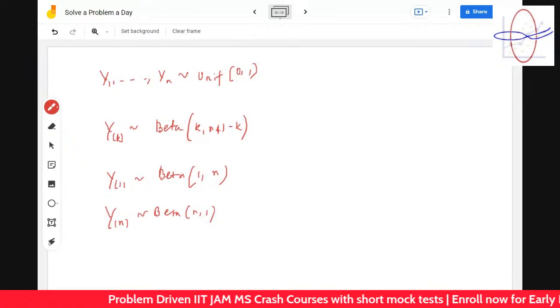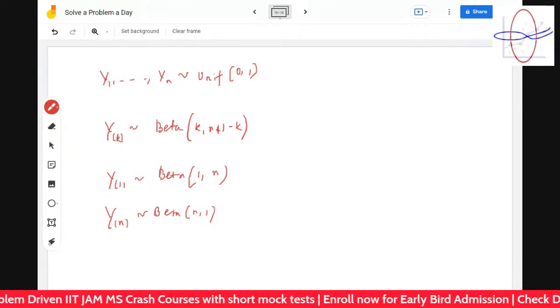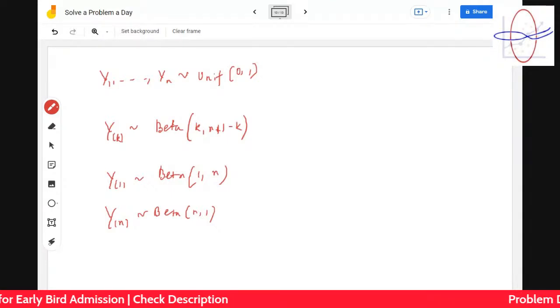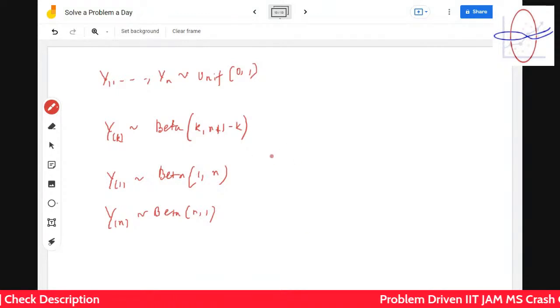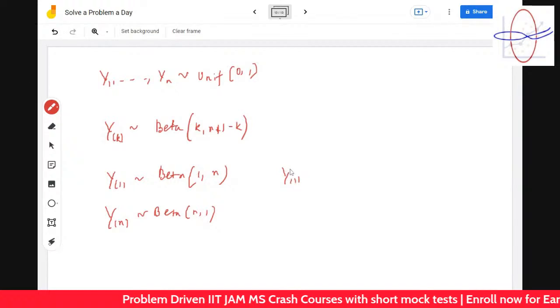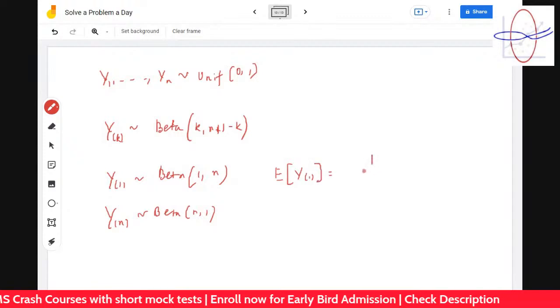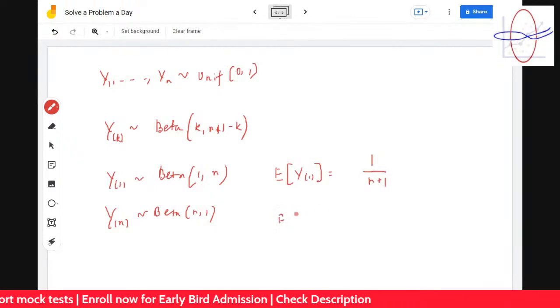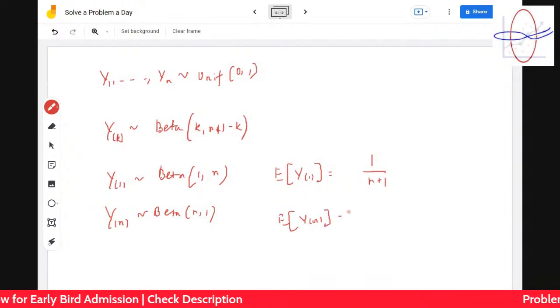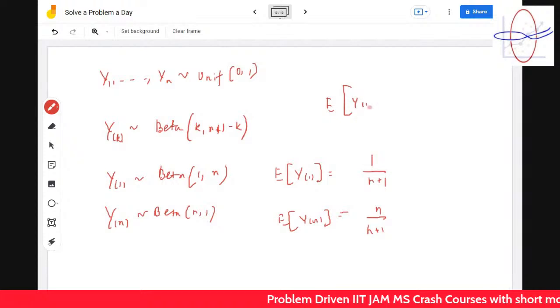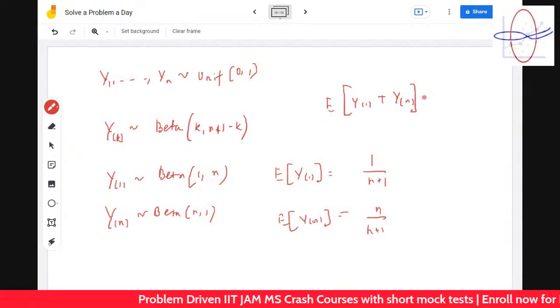If you remember the beta distribution, beta alpha comma beta has a mean of alpha by alpha plus beta, right? Therefore the expectation of Y1 is 1 by n plus 1, and the expectation of Yn is n by n plus 1. If you add them up, you get the expectation of Y1 plus Yn equal to 1.